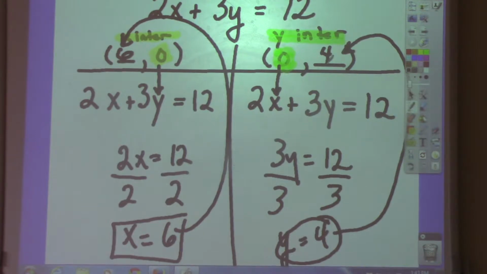If you got a fraction in it, there's nothing you can do to make it easier. You got to deal with the fraction. You can't clear it or anything like that. And now you just plot those 2 points.